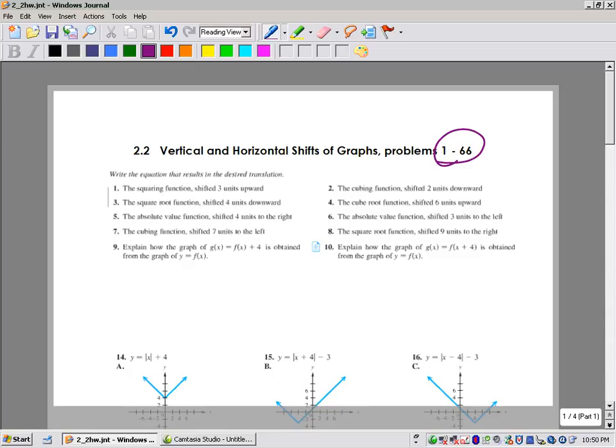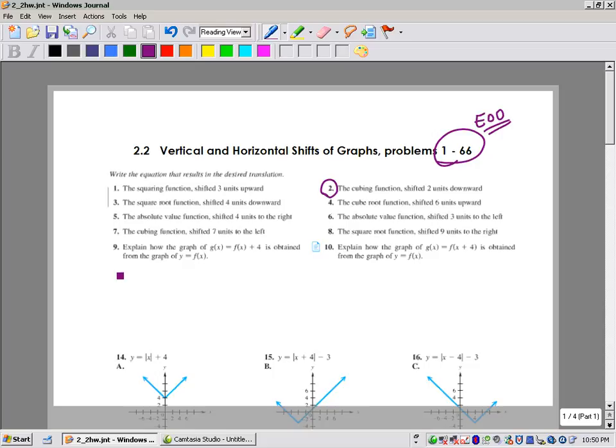And certainly you don't have to look at every single one of these problems, but my math lab quite honestly doesn't go as extensively as it needs to go here. And maybe you want to look at every other odd problem. Okay? So let's take a look at the first section, which is to write the equation that results in the desired translation.